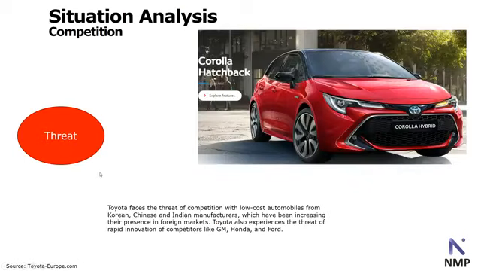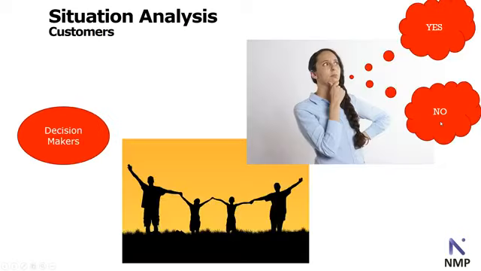The threat the company faces, the competition, as we said, there are a lot of low-cost automobiles from Korea, China, Indian manufacturers. Lots of these countries now are producing their own cars, and they have been increasing their presence in foreign markets. And the traditional companies, General Motors, Honda, and Ford, they're innovating. Tesla as well. So it's a very big threat for Toyota, even though they have a new model out there.